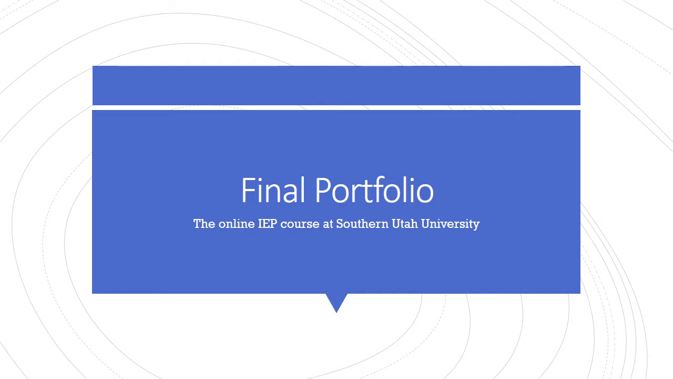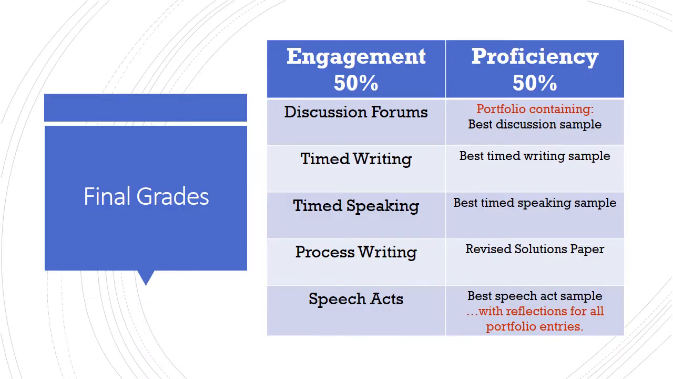In this video, we'll talk about each part of the portfolio and how you can select, revise, and reflect on those components. So the final grade for the class is based on two things. 50% is your engagement. This means, did you complete the assignments each week? As long as you completed the assignments completely and on time, you get full points for those assignments.